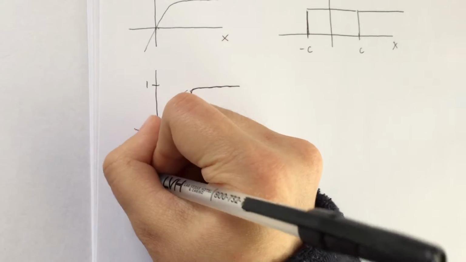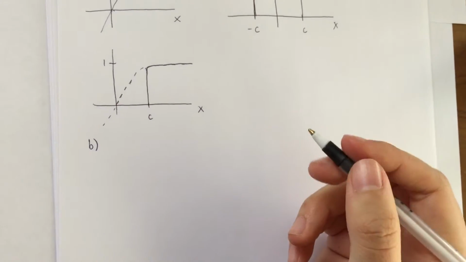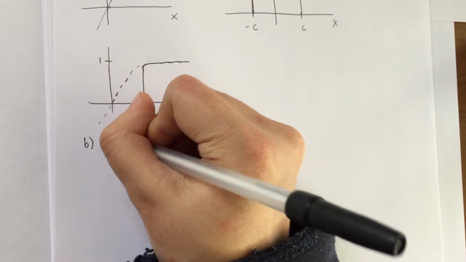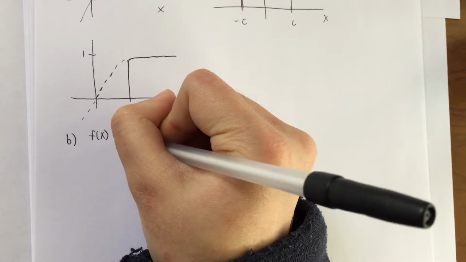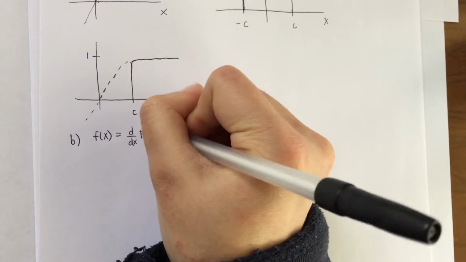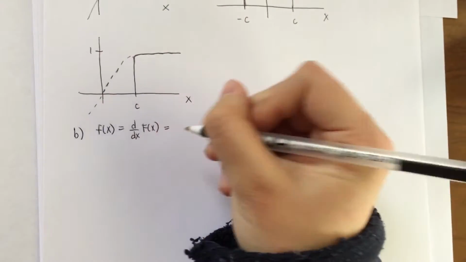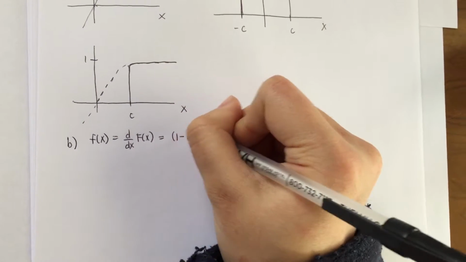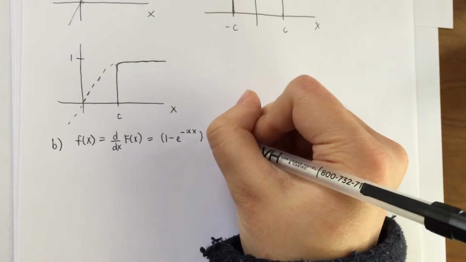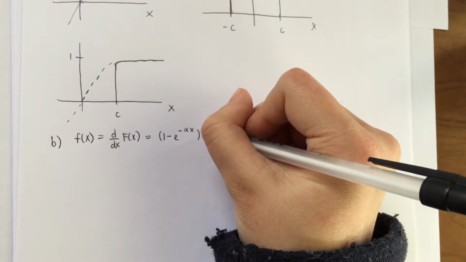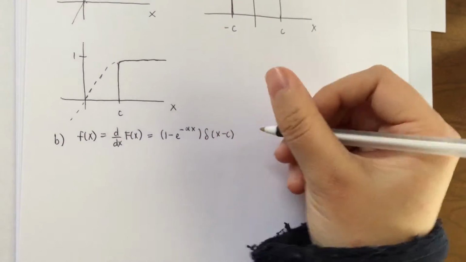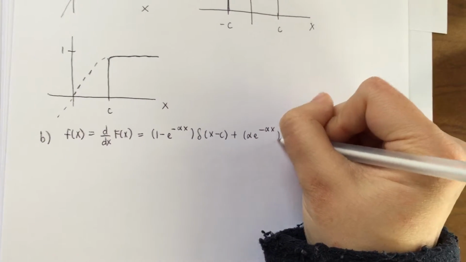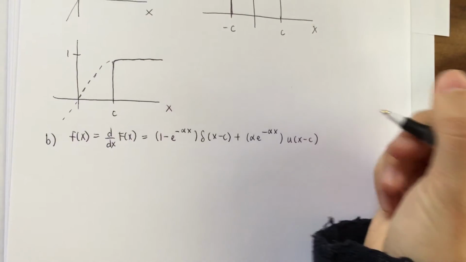And in part B, it asks us to find and draw the probability density function, which is the derivative of the distribution function. And when we do the derivative, it comes out to be 1 minus e to the negative alpha x times impulse function shifted by c plus alpha e to the negative alpha x times unit step shifted by c.